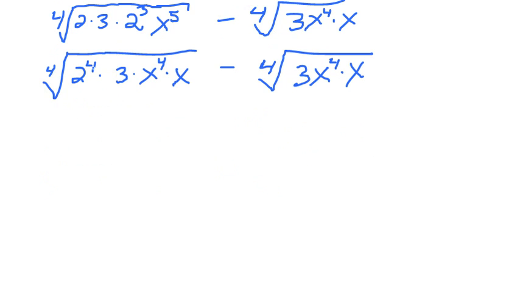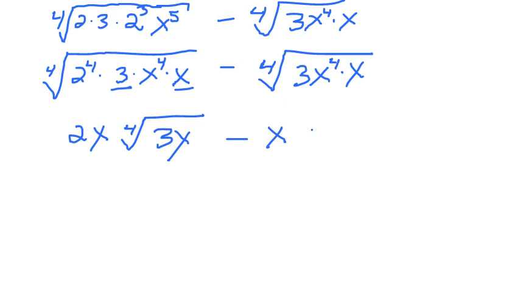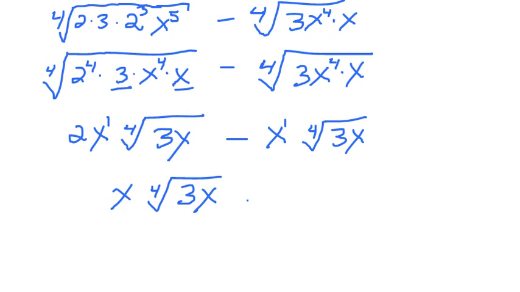So we have 4 roots of 2 to the 4th, so that makes a 2 out front. Same thing with this x to the 4th right here: we'll be able to bring out x, and the only thing left under here is 3x. Minus, and this x here we can bring out front, so we have 4 roots of 3x. Now we have like radicals, and also some like terms out front. 2x minus x is just going to leave us with x times 4 roots of 3x. Okay, and we're done.